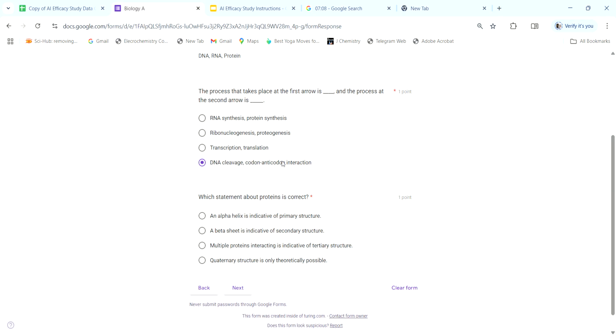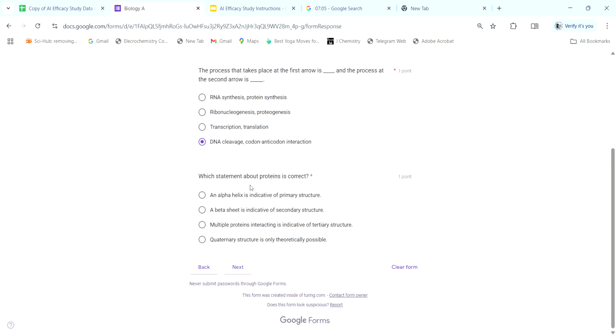Which statement about proteins is correct? An alpha helix is indicative of primary structure. Beta sheet is indicative of secondary structure. Multiple proteins interacting is indicative of tertiary structure. Quaternary structure is only theoretically possible. So I think alpha helix is not a primary structure, it is a secondary structure. Yes, beta sheet is secondary structure. Multiple proteins interacting is not tertiary. Quaternary structure is possible. So I'll go for beta sheet. This is the correct answer.